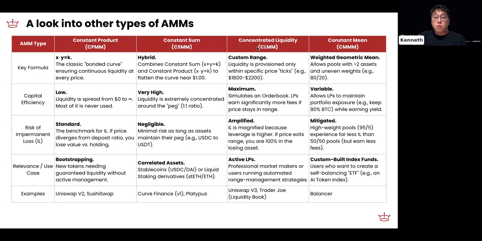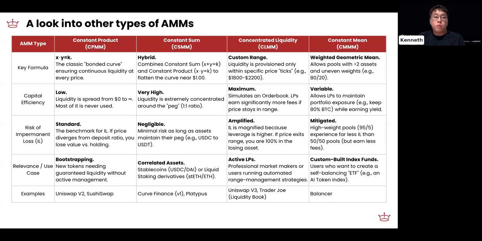And then there's of course the concentrated liquidity market maker, the more advanced type of AMM, which you normally see in the use of V3 contracts as well as Trader Joe protocol. And finally, what I just mentioned, the constant mean market maker, which essentially allows users to pool together assets, more than two assets actually, to create their own liquidity pool.